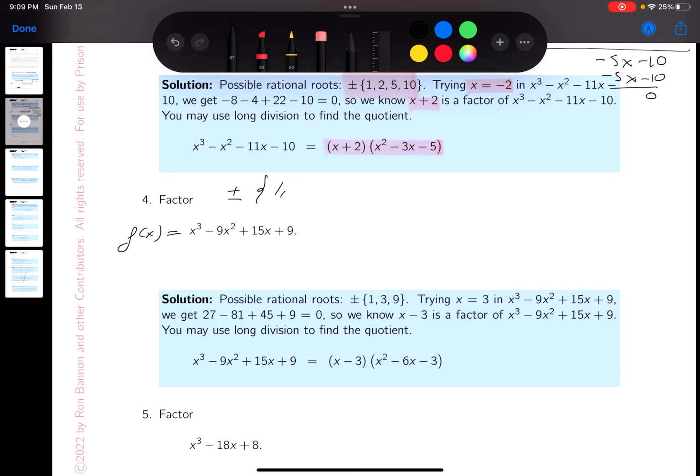You get really simple possible roots. There's only going to be 6 of them. They're called candidate rational roots. It could either be plus 1 or minus 1, plus 3 or minus 3, plus 9 or minus 9.